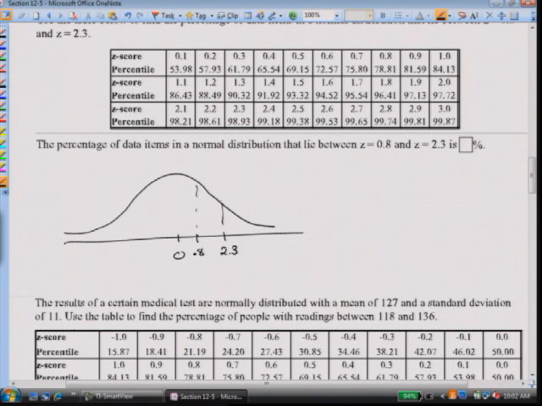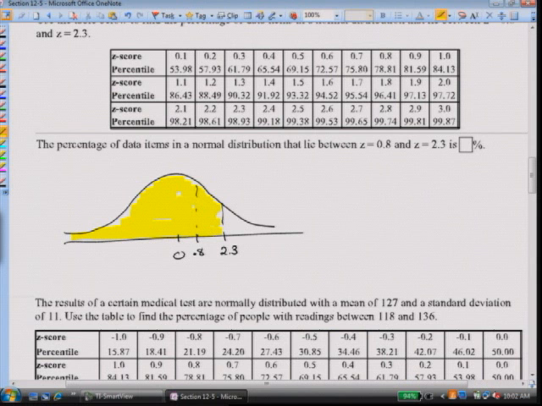This is kind of if your table will only give you the area to the left, then you're going to have to do some thinking. For example, if you look at 2.3 on the table, you will get all of this yellow area right in here. Right?